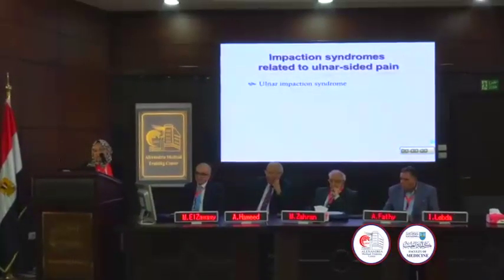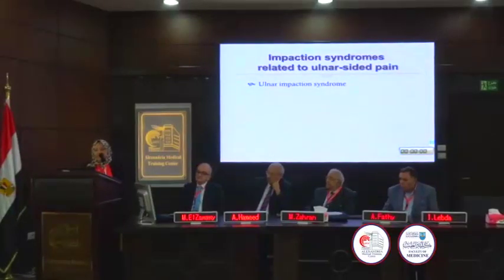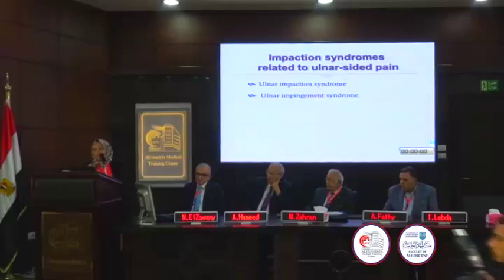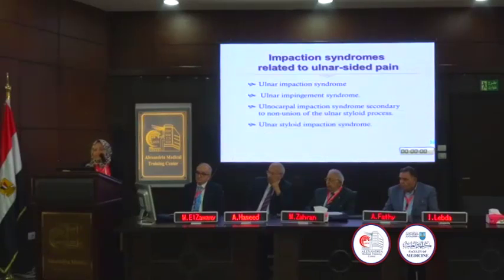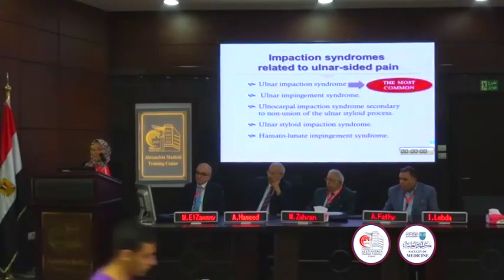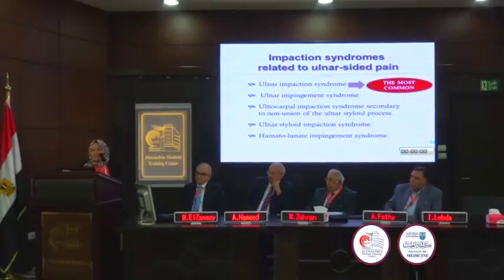The impaction syndromes related to the ulnar side of the wrist are the ulnar impaction syndrome, the ulnar impingement syndrome, the ulnocarpal impaction secondary to non-union of the ulnar styloid process, the ulnar styloid impaction syndrome, and the hamatolunate impingement syndrome. Of all of these, of course, the most common is the ulnar impaction syndrome.